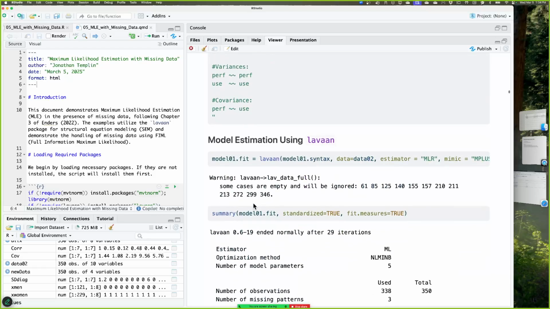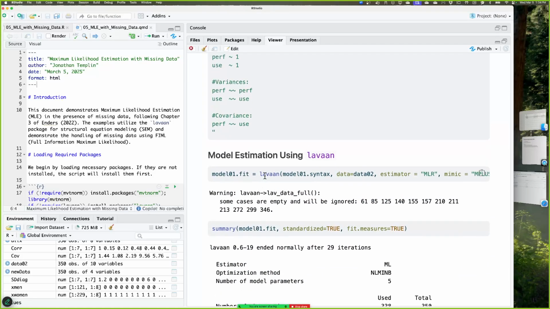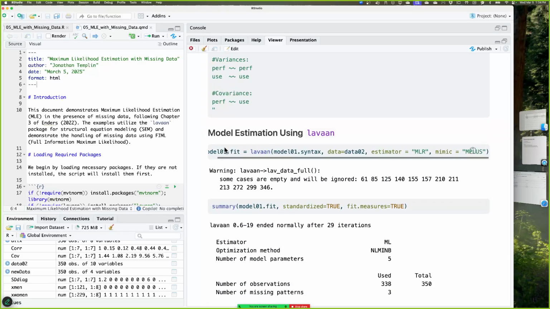Okay. So now, when I go and estimate the model in lavaan, I use this command right here. I give it the syntax. I tell it our data frame. Actually, this data frame should have been the new data, but that's okay. Data O2 works. It's the same data. I'm using the MLR estimator. That stands for robust maximum likelihood. Craig Enders talks about that in his book. That helps us have protection against leptokurtic or platykurtic data.